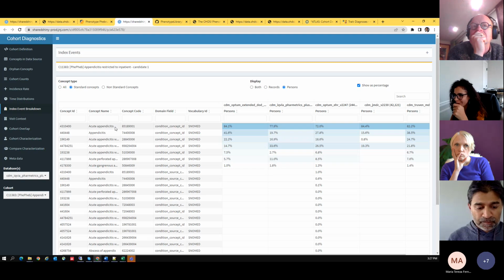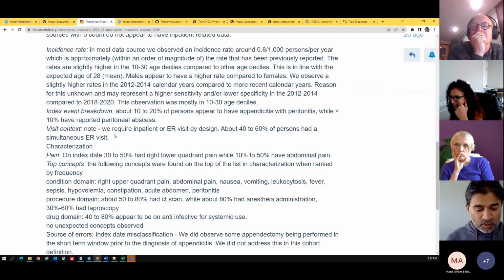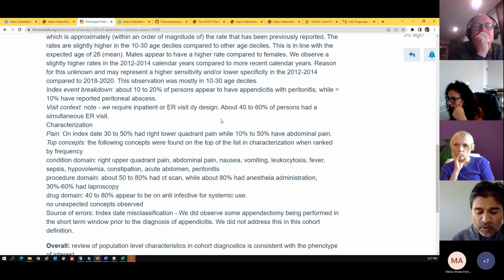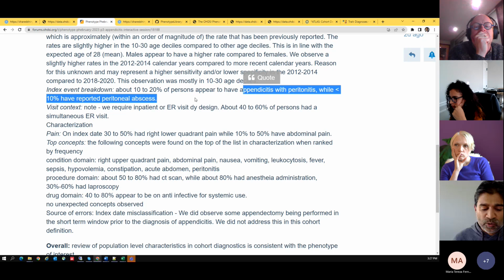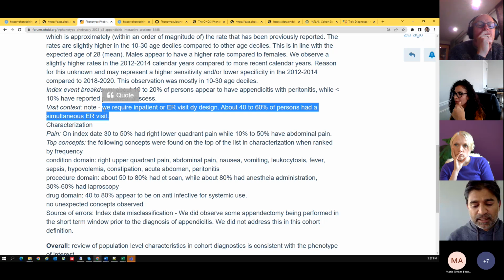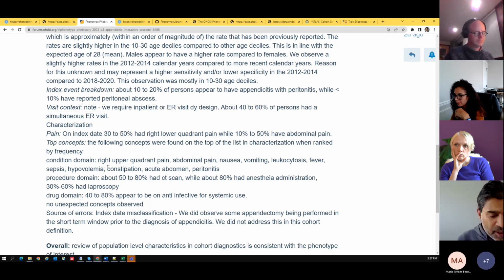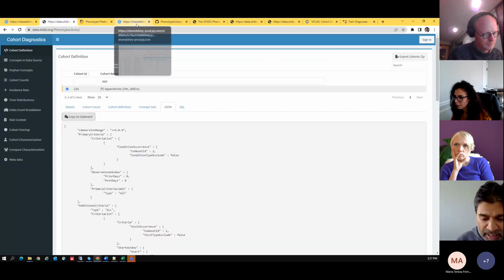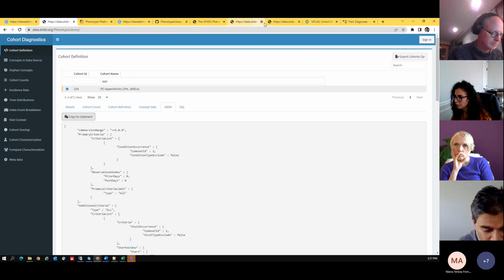Yes, we covered this. The next one, I found some people who had appendicitis with peritonitis and also peritoneal abscesses. These are complications and they were lower in count. In terms of visit context, the big number had a simultaneous ER visit, which was also consistent with my expectations. I think the main insight that I wanted to share is the findings that I had in characterization reports.